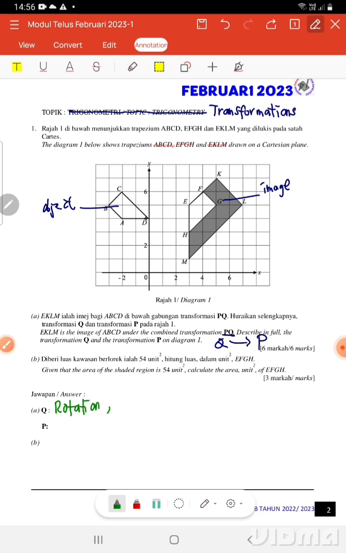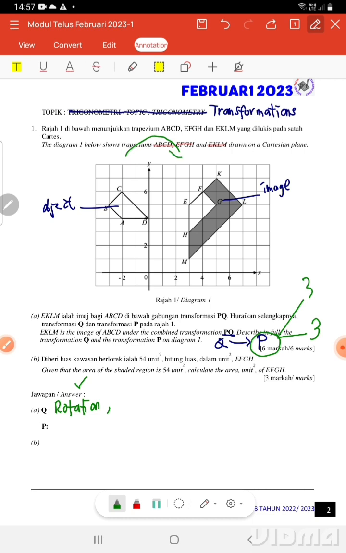If you write rotation there, you already get 1 mark. But for rotation, remember, we must have three pieces of information. The mark given is 6, so 3 for Q and 3 for P. If you just write rotation, you only get 1 mark. For rotation, you must have the degree, the direction, and the center. From ABCD to EFGH, you can guess the direction is clockwise.